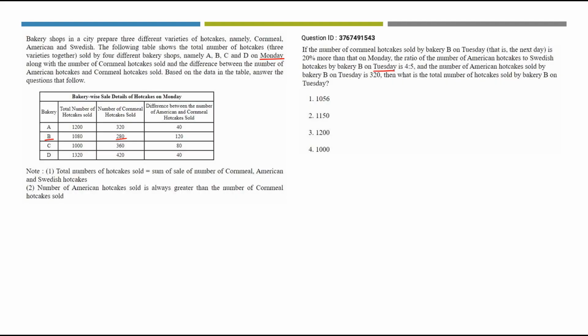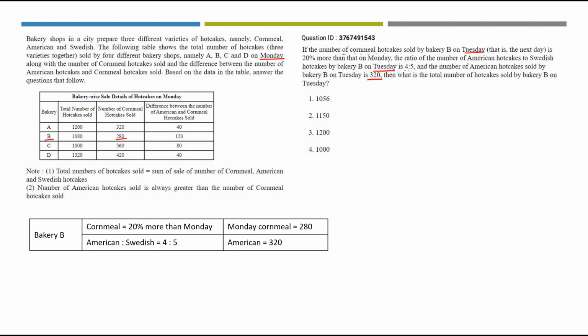The number of American hotcakes sold by bakery B on Tuesday is 320. They are asking for the total number of hotcakes sold by bakery B on Tuesday. If we find the Swedish count using this particular ratio, we can add cornmeal, American, and Swedish varieties together to get the answer for this question. So cornmeal that is sold on Tuesday will be 20% more than Monday.